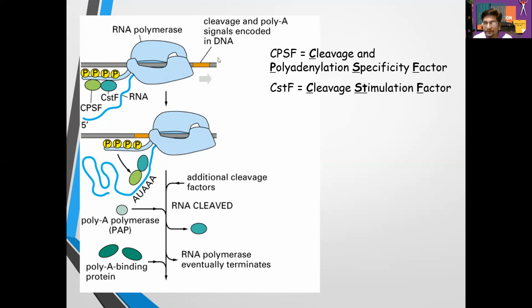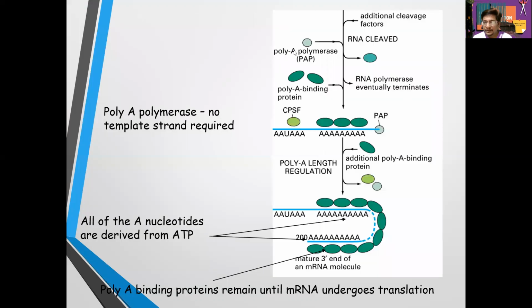Just look at this region where the poly A signal is encoded in the DNA. Though there's no specific boundary between two genes in the eukaryotic system, there are certain signals which play a very important role in the termination of the transcription process. One is this one. Now, as I told you, poly A polymerase comes along with certain additional factors. No template strand is required for this, followed by the poly A binding protein.